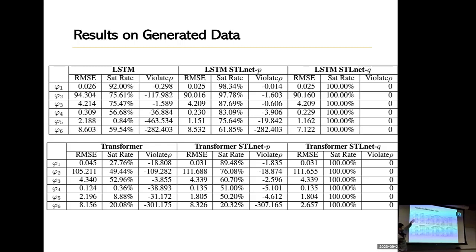And so, results on generated data. They looked at generated sequences, both LSTM and transformer. And they look at P and Q, where Q is the teacher and P is the student. And so you see satisfaction rate is not at 100%. But in general, you're looking at higher satisfaction rates with the student network than with the baseline approach that doesn't do anything to address consistency. Likewise, satisfaction rate here is at 100%, because again, they're guaranteed that result with the teacher network.